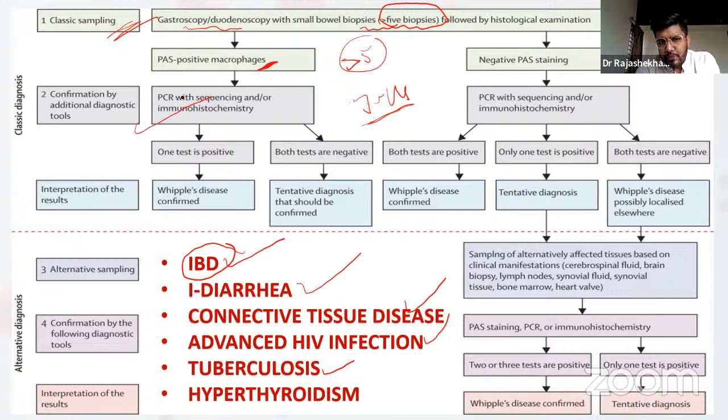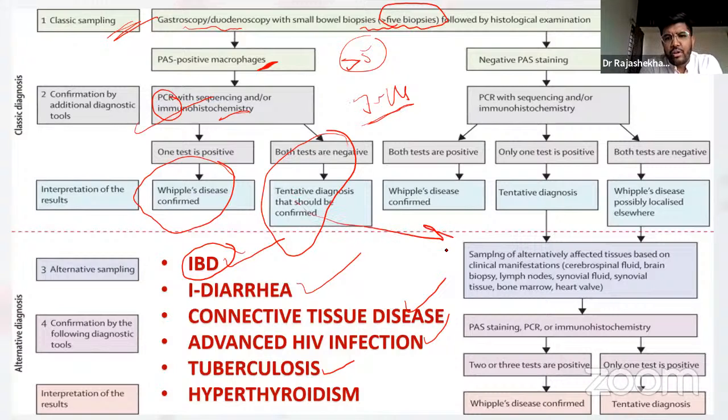This PCR is done on the particular sample along with the immunohistochemistry. If either the immunohistochemistry or the PCR is positive, then Whipple's disease is confirmed. If PAS-positive macrophages were there, but the PCR and immunohistochemistry are negative, then it is considered a tentative diagnosis. For a tentative diagnosis, you can consider an alternative sample from the other areas.